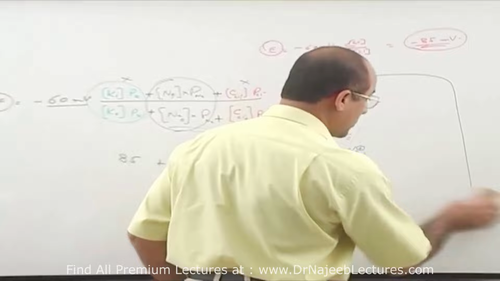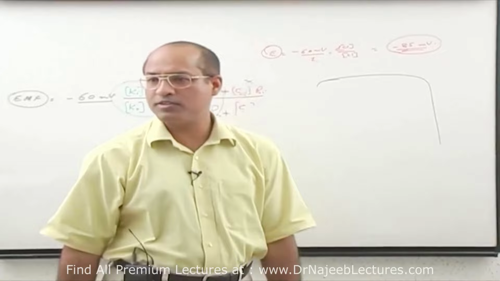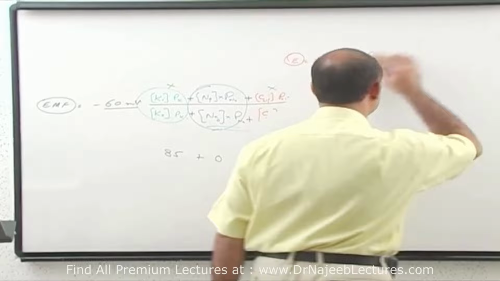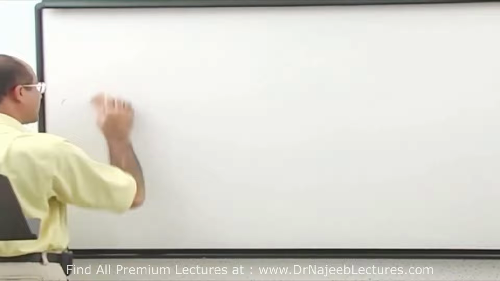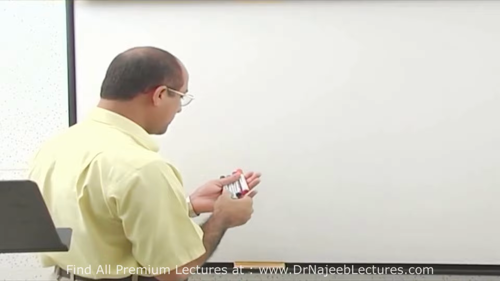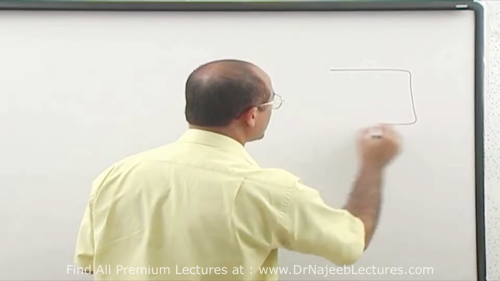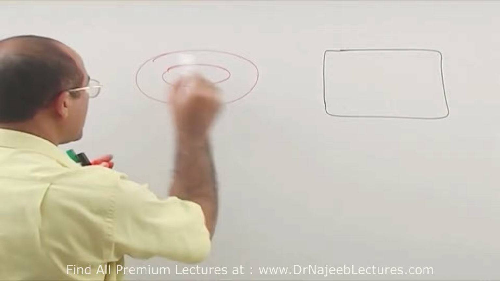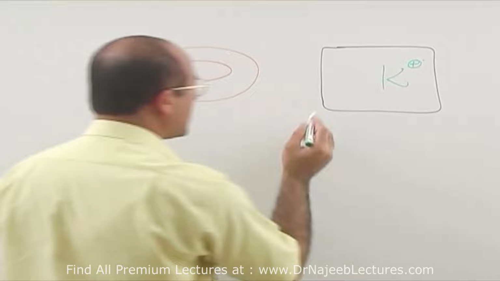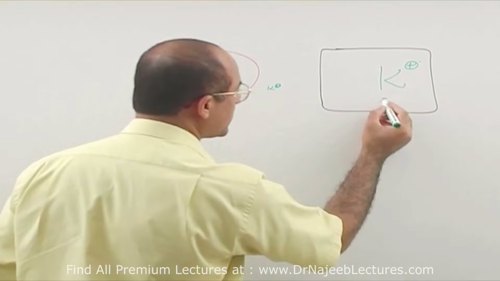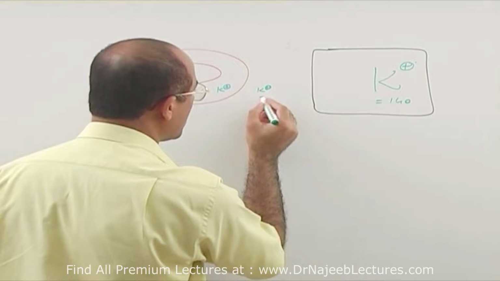Because on the clinical side, there are so many situations which produce hyperkalemia, and so many which produce hypokalemia, right? That affects the resting membrane potential, and that may have very dangerous clinical implications. For example, let's suppose here is a cell, and here is your circulatory system. This is the normal high potassium concentration inside the cell, and low extracellular potassium concentration. Inside it is 140 millimole and outside it is just 4 millimole. And here is also 4 millimole.